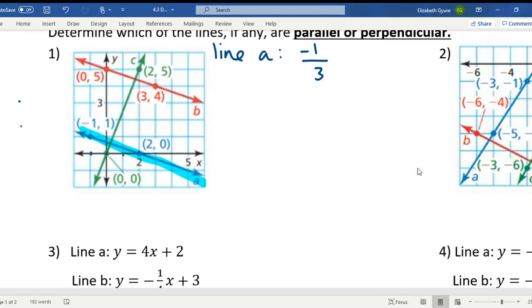People at home, can you still see my screen? On my other computer, it shows that I lost connection. Okay, cool.